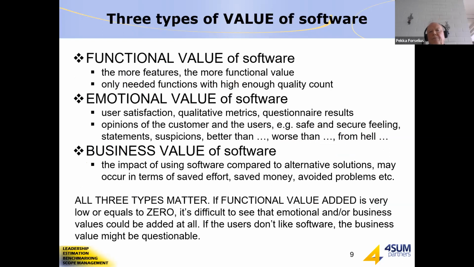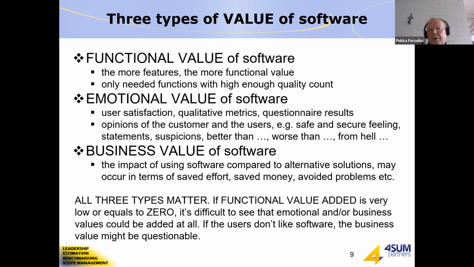Then we can find 3 different types of value of software. The first one is the functional value of software. So the more features, the more functional value. And only needed functions with high enough quality count. So high enough quality. Quality must be included and also connected to functions or features.